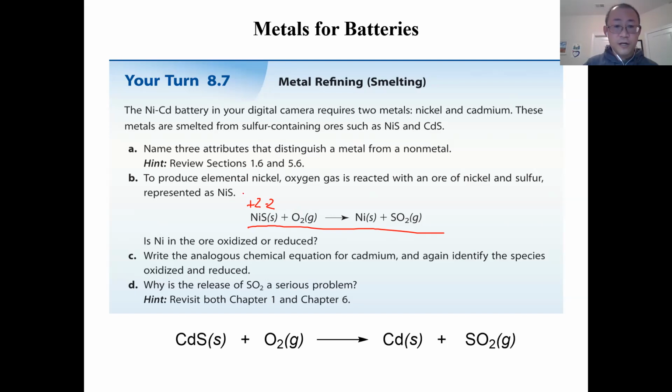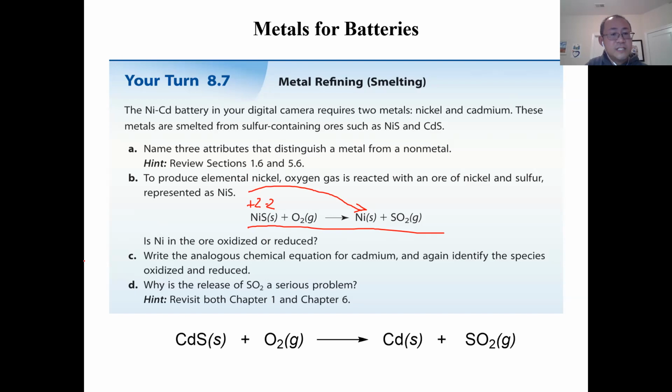So in order for nickel 2+ to become nickel metal, what do you have to do? You have to gain some electrons because you have a 2+ charge. In order to go from 2+ to a 0 charge of metal, you have to gain electrons. So in this process, the nickel gains electrons. That means nickel is what? Is reduced. Okay, so in the manufacture of elemental nickel, nickel is actually reduced.